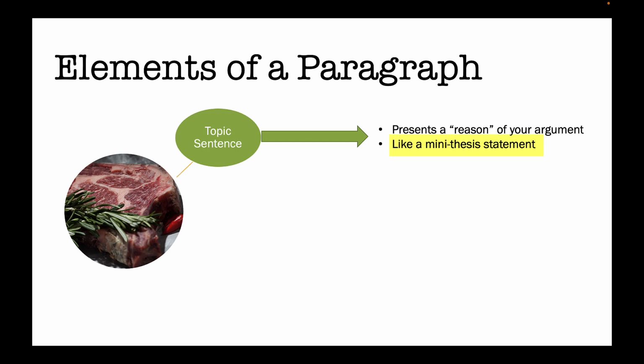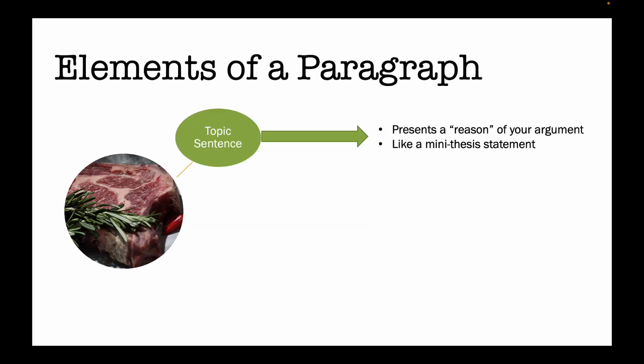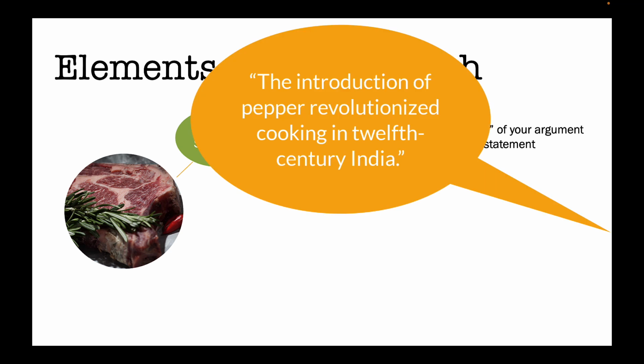They should be argumentative claims. You should not start paragraphs with just a broad sentence like, "Now we'll talk about cooking in 12th century India." That is not, in fact, an argumentative sentence, right? You're not making some sort of claim or reason or interpretation in that. Instead, you should say something like, "The introduction of pepper revolutionized cooking in 12th century India." This is something that demands an interpretation, it demands evidence, it demands you support it in some way.